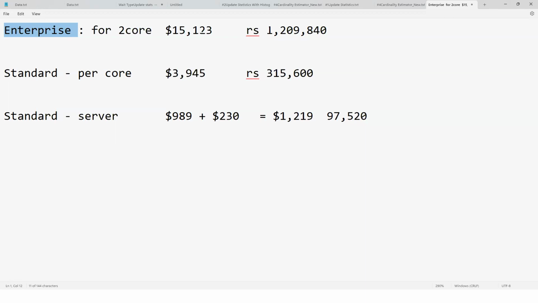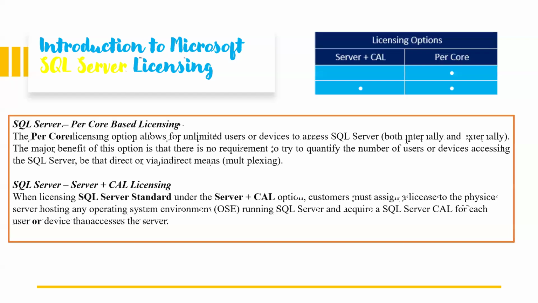So basically, in terms of licensing, we will go for two ways. One is core-based license. One is server plus CAL-based license. When licensing for server plus CAL, under the SQL Server Standard server plus CAL option, the customer must assign a license to the physical server hosting the operating system, that's the system environment, sir. So for one operating system, he assigns the licensing, and from there he accesses the SQL Server. Only one to one device, sir.